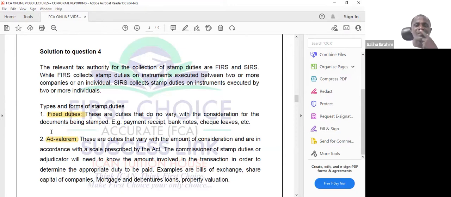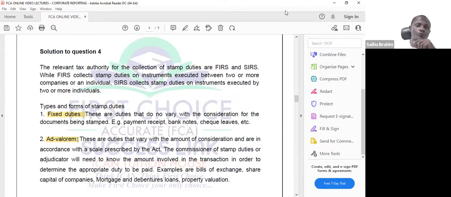When we say fixed duties, these are stamp duties where the amount is fixed on the instrument, meaning that the amount you are paying does not vary with the face value of the instrument that is being stamped. For instance, a payment receipt will be subject to fixed duty. So if I have two payment receipts, one is having 10 million naira and the other one is having 5 million naira, the two of them will be subject to the same amount of duty. So the amount of duty you are paying does not vary with the value on the receipt.